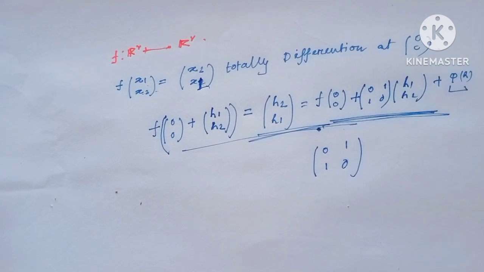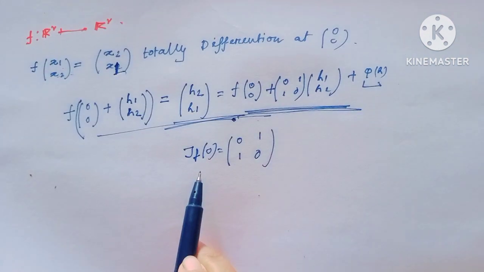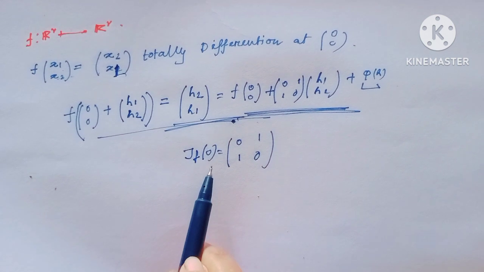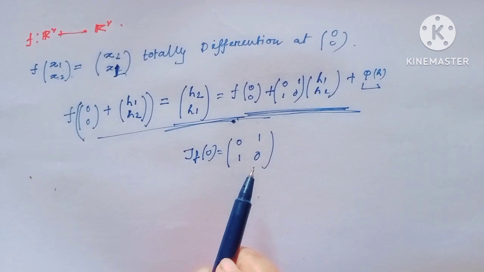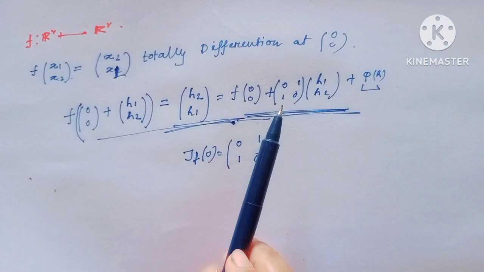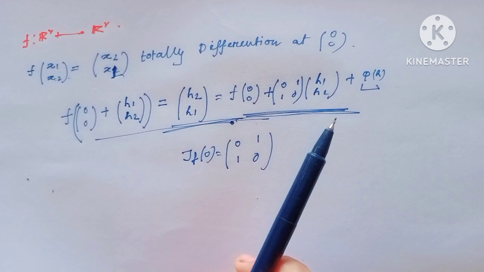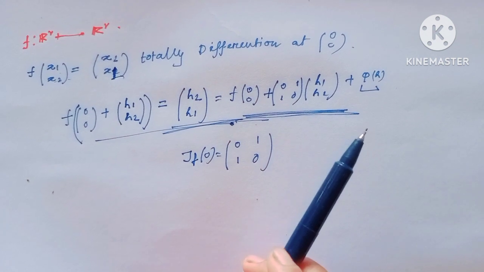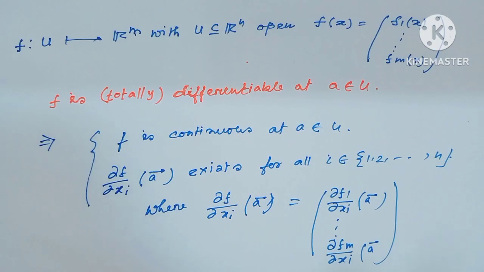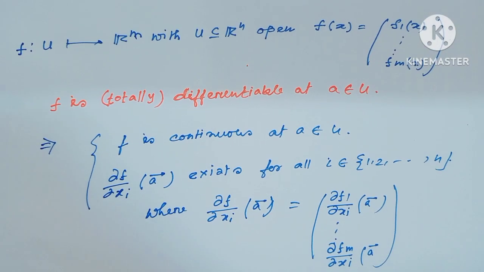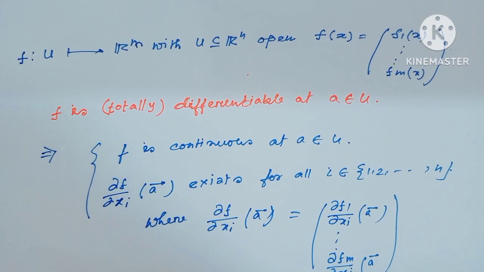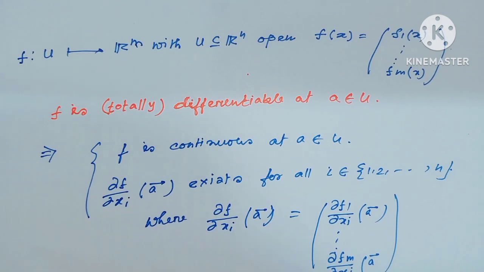Okay. The total derivative is denoted as the Jacobian matrix at the point 0. This type of example is actually very important to understand differentiability. Next, I will say what is the relation between total differentiation and partial derivatives.